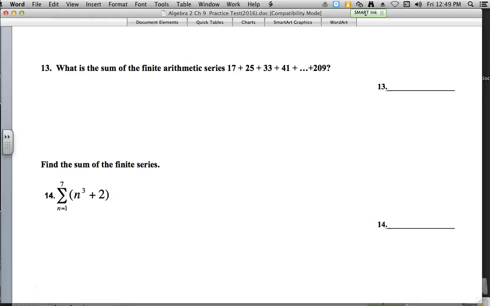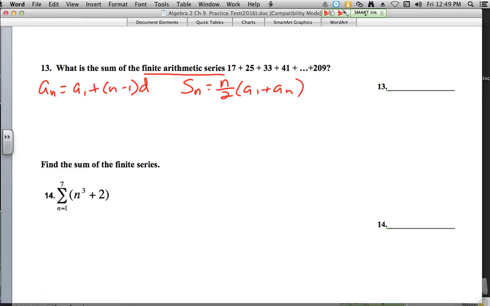Go ahead, pause the video, and try number 13. Number 13 is telling us flat out that this is a finite arithmetic series, so arithmetic series. And almost automatically, I start to write the rule, and then I find my formula. Remember, this one has addition in it, for the sum of a finite arithmetic series.